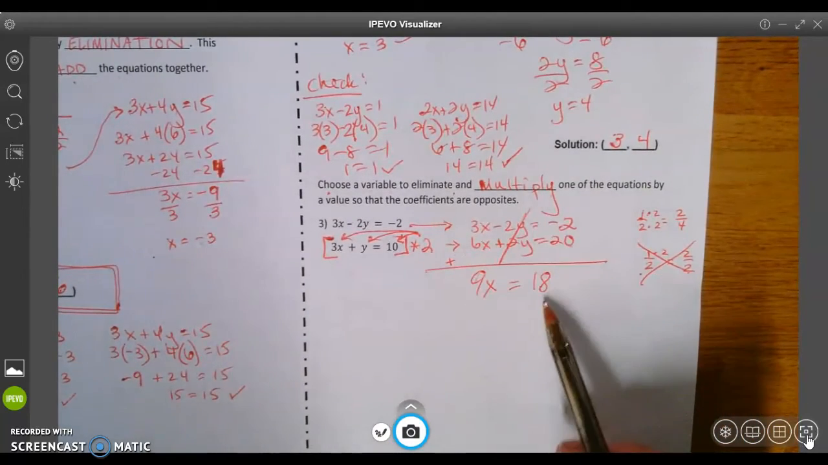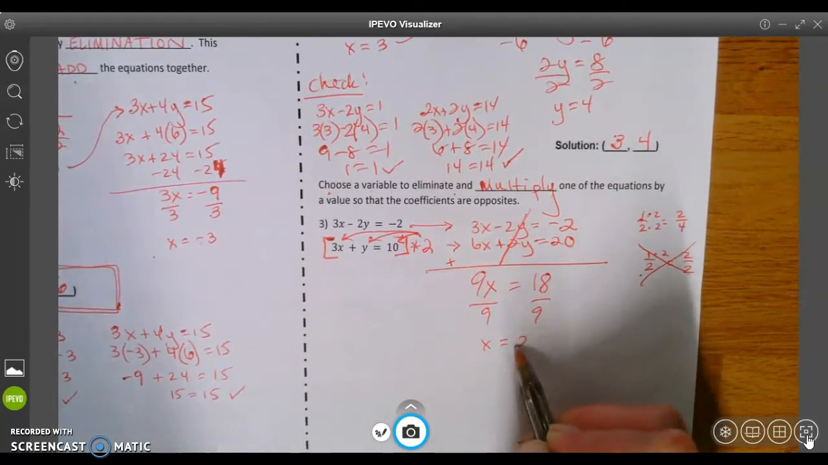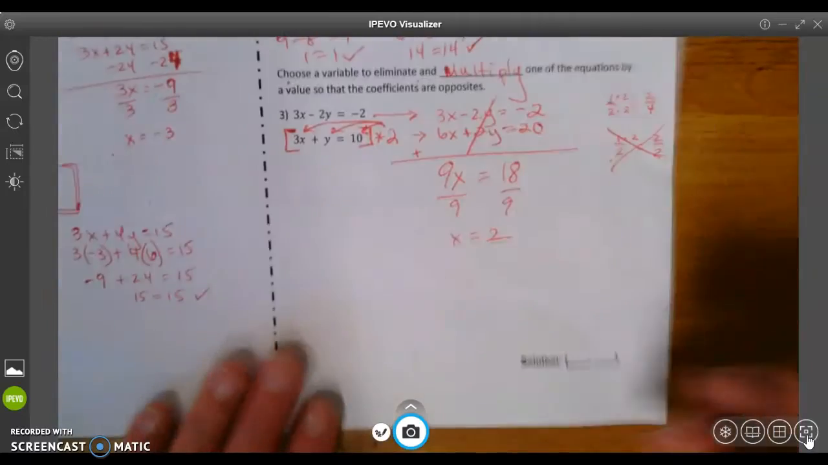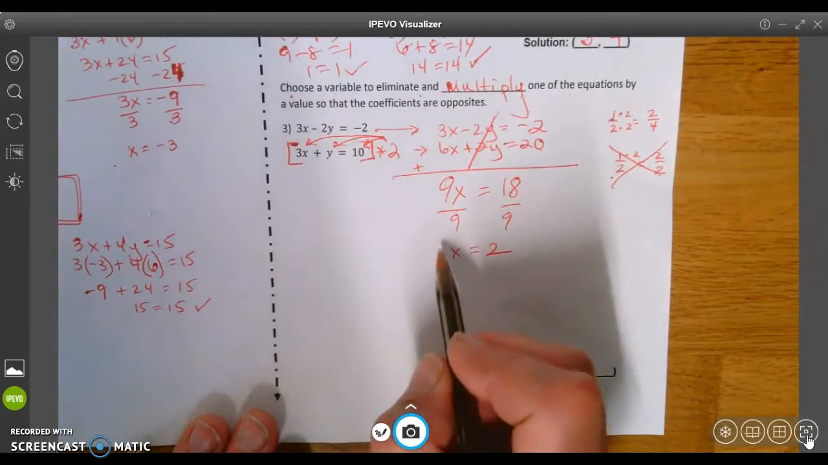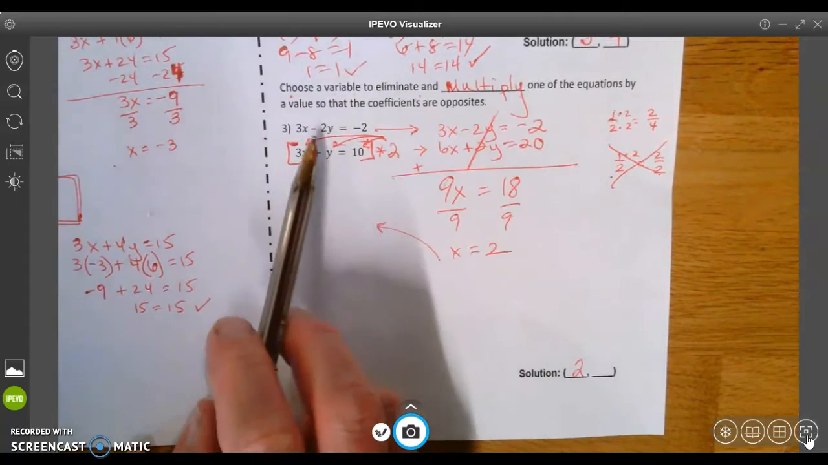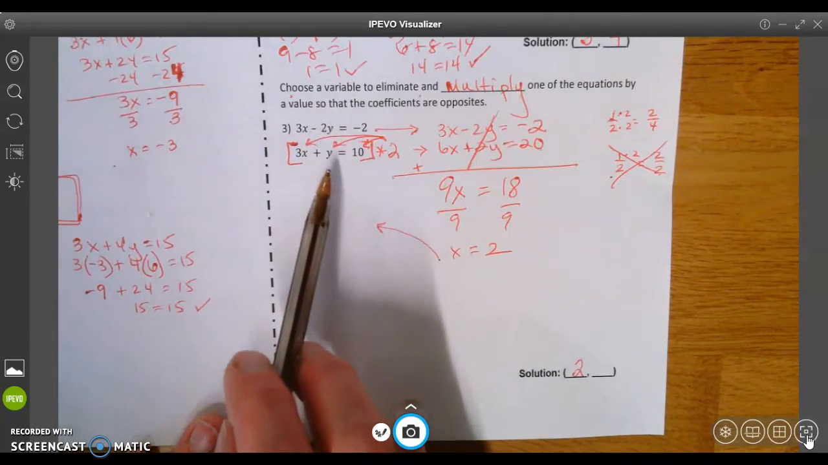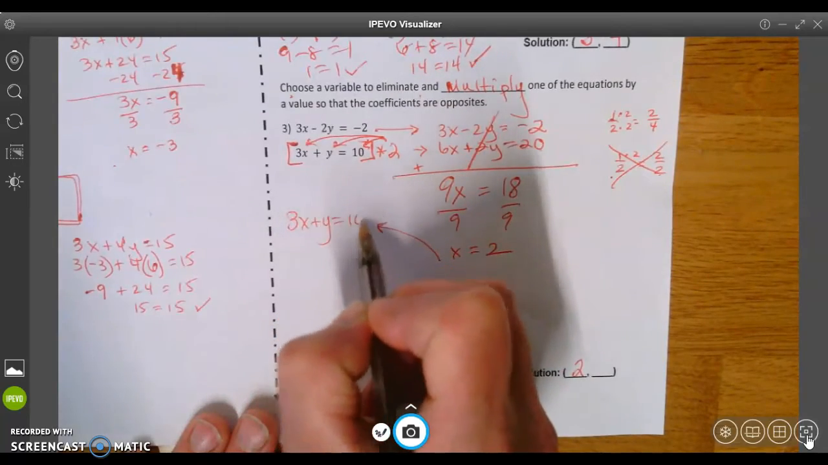Negative 2 plus 20 is 18, and this becomes a very simple equation to solve. There's half my answer. I know x equals 2. So let's see. The way I set this up, it's going to look a little weird. Let's do our substituting over here. Again, we could choose the top equation to plug into, but there's a bunch of negatives. So it turns out the bottom equation is the one I personally like.